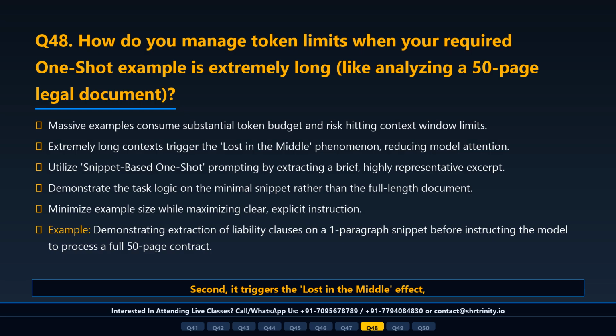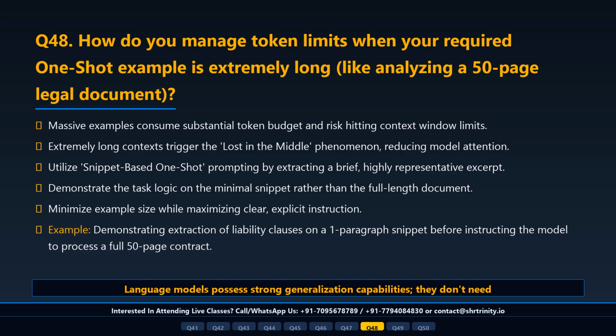The solution is a technique called snippet-based one-shot prompting. Language models possess strong generalization capabilities. They don't need to see an entire 50-page document in the example to understand how to analyze it. They only need to see the logical transformation applied to a short, highly representative snippet. Let's walk through how this works step by step.